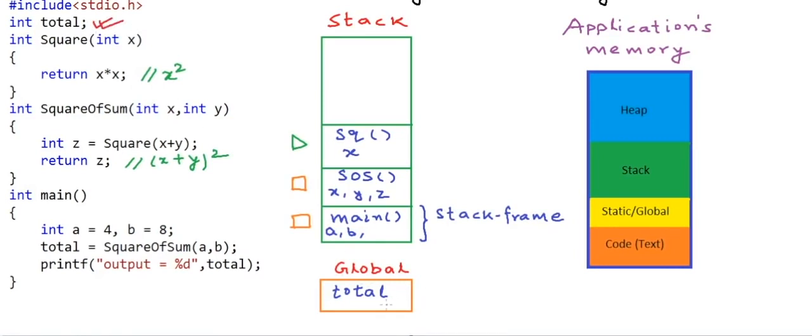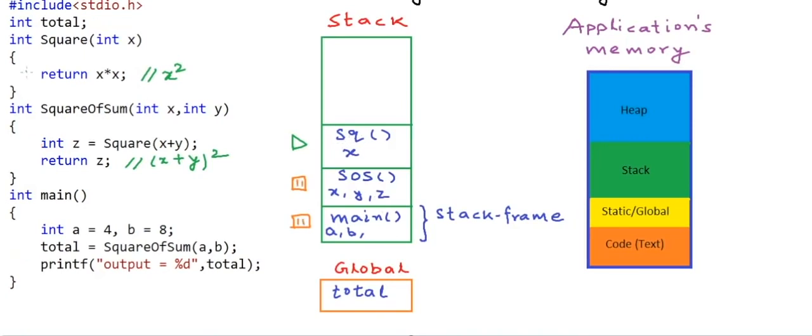It sits here in this section. Global variable, because it is not declared inside a function. We can access it anywhere. And then we go to this particular statement where we call square of sum, and square of sum is calling square. So right now this is our call stack.